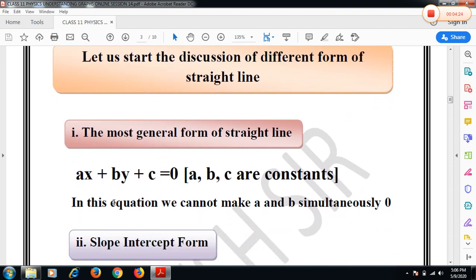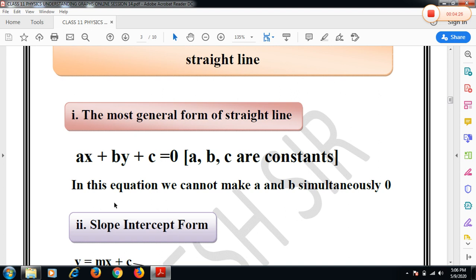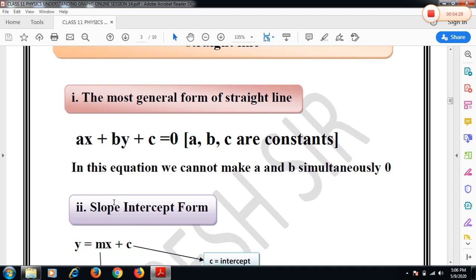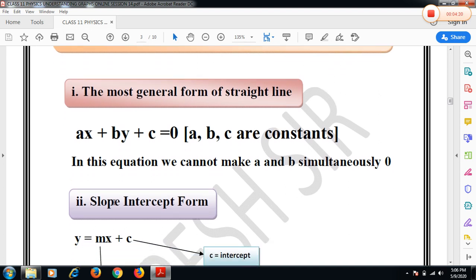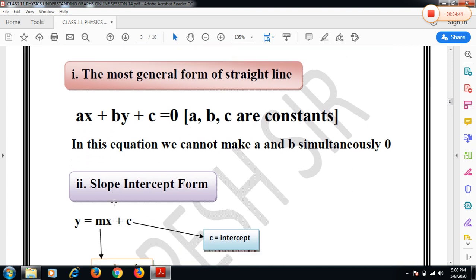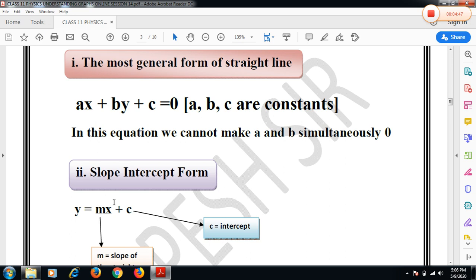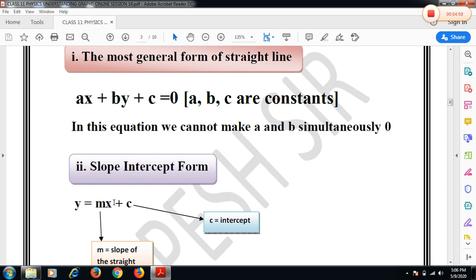Now, let us start the discussion of the different forms of a straight line. The first form, which is the most general form, we have already learned: a straight line can be represented with the help of a linear equation of two variables, and it is ax plus by plus c equals 0. Here a, b, c are all constants. In this equation, we cannot make a and b simultaneously 0.